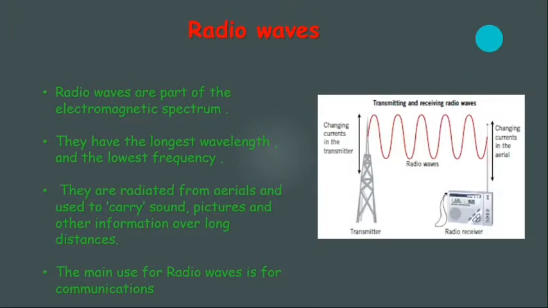Radio waves are part of the electromagnetic spectrum. As we said, they have the longest wavelength and the lowest frequency. They are radiated from aerials and used to carry sound, pictures, and other information over long distances. The main use for radio waves is for communications. Okay, so we use radio waves for communications.